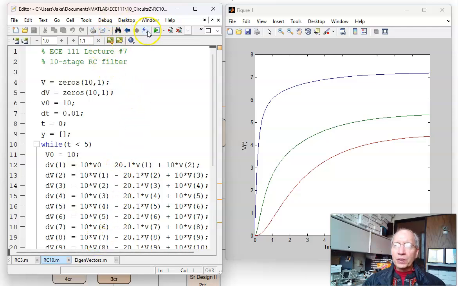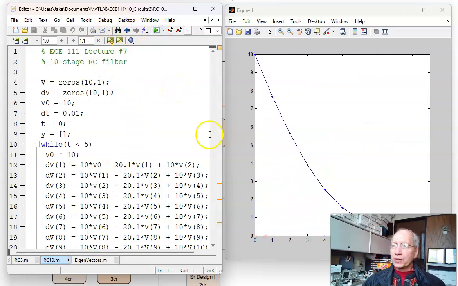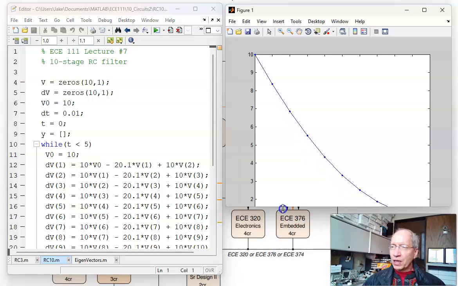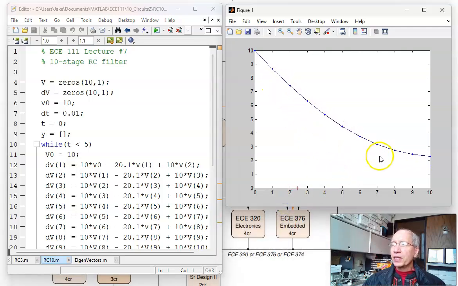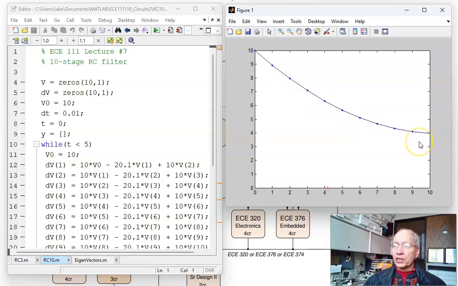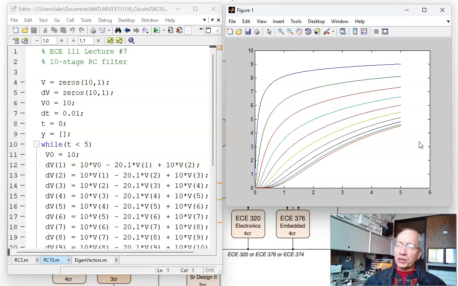If I go to 10 coupled first-order differential equations, I get something like this. This would be a 10-stage RC filter. I'm charging up the capacitors and seeing what the voltages are. This is called the heat equation because it satisfies the same differential equation as temperature. I can solve for temperatures.